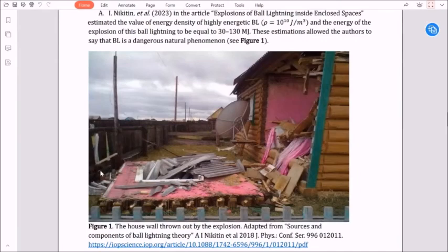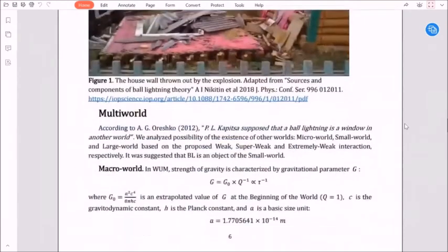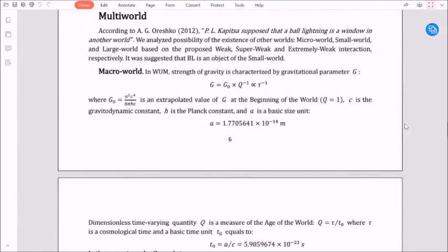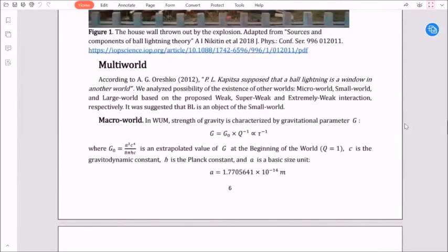In figure 1, we can see the result: the house wall thrown out by this explosion. You see there is only the wall and there are no other residual stones and some other particles. There is only explosion. According to Oreshka in 2012, Kapitsa supposed that a ball lightning is a window in another world.